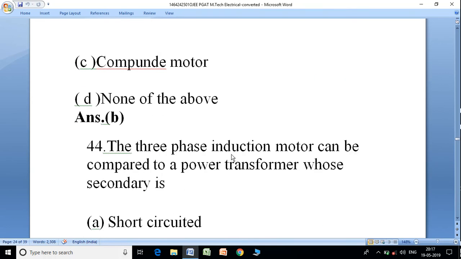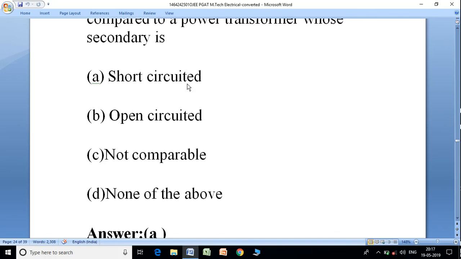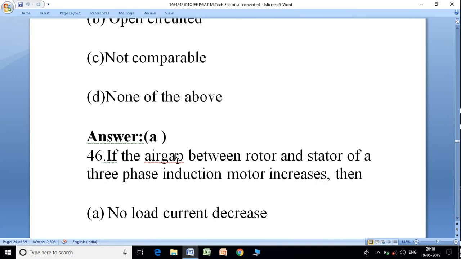So next, the three-phase induction motor can be compared to a power transformer whose secondary is short-circuited, because in case of three-phase induction motor, the conductors are permanently short-circuited by their end rings, and at stationary it is short-circuited. Therefore, it can be compared to a power transformer when its secondary is short-circuited.